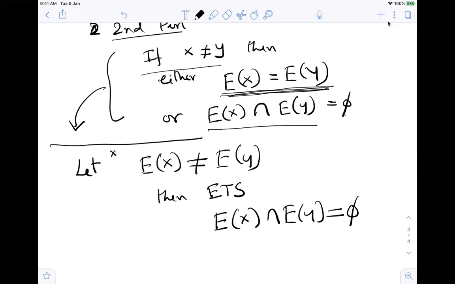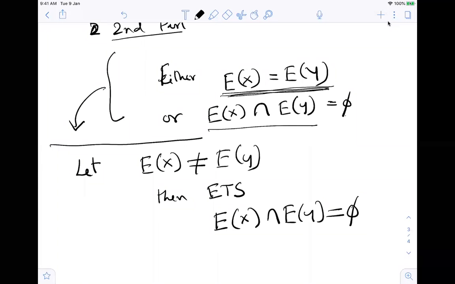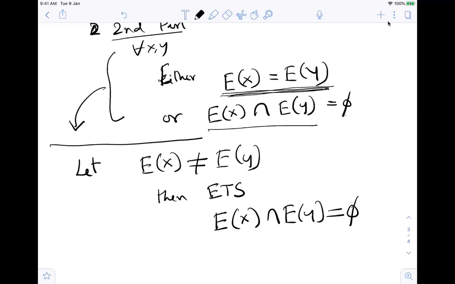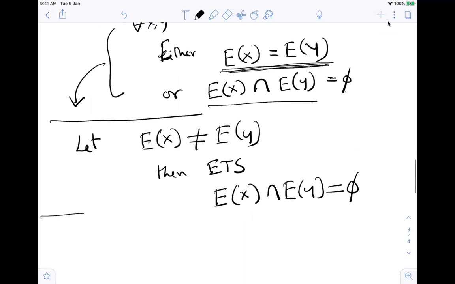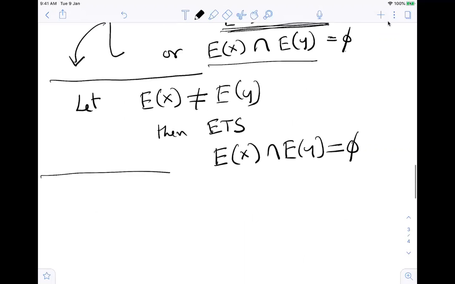So if X is not equal to Y, actually I don't need this X is not equal to Y, forget this part also. Because if X is equal to Y, we know that E of X is equal to E of Y. So for all X comma Y, either E of X is equal to E of Y, or E of X and E of Y are disjoint. Fine. So this is what we have to show. Right. Now, how do you show this? So we can use the transitive property.